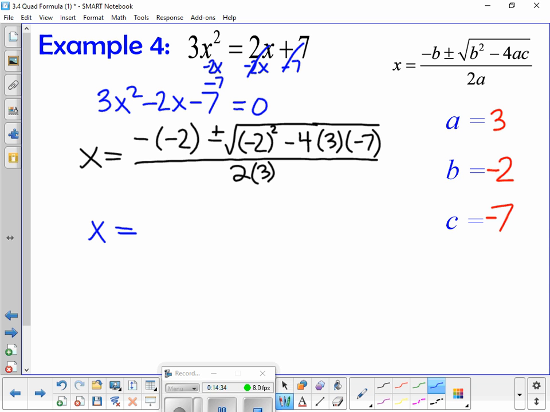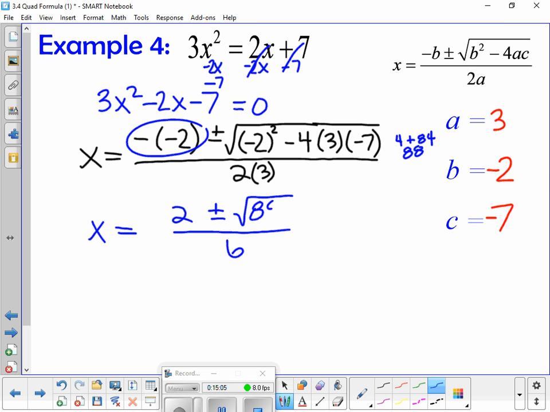Well, a negative 2 is just positive 2. And now we need to know what is inside that radical. Well, negative 2 squared is 4, and we're subtracting 4 times 3 times 7, and that would be a positive 84. So it looks like the number inside of our radical is 88. And again, you could use your calculator for that. So 2 plus or minus square root of 88 over 6.